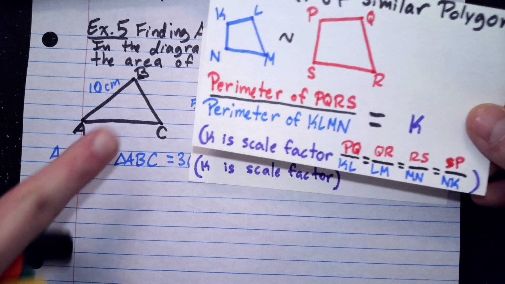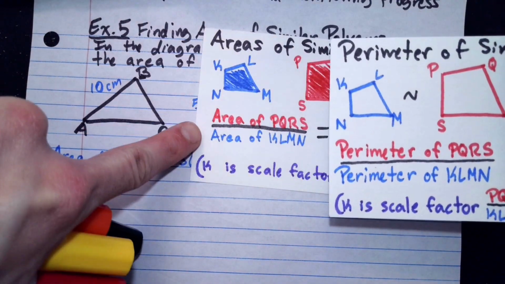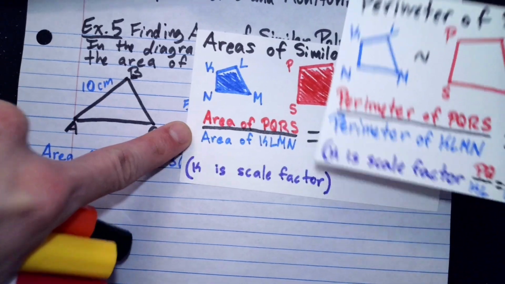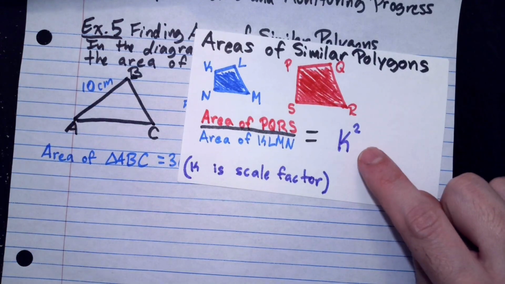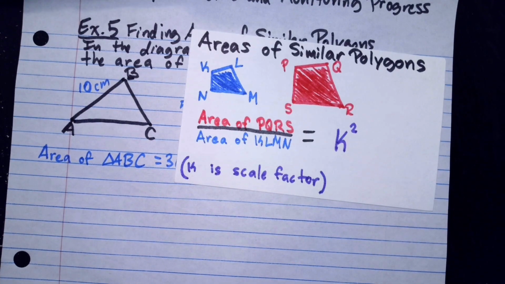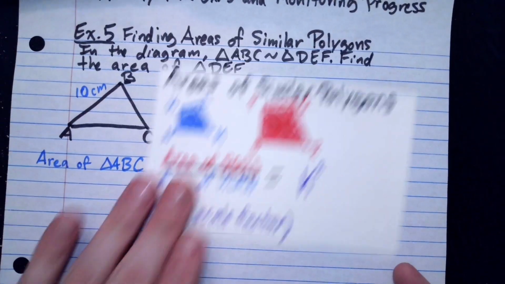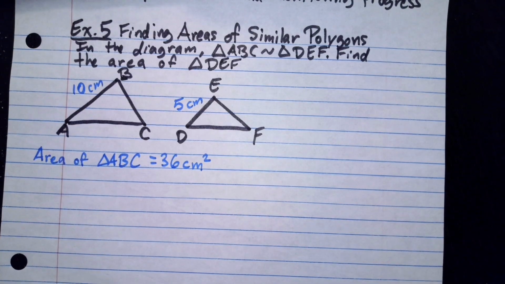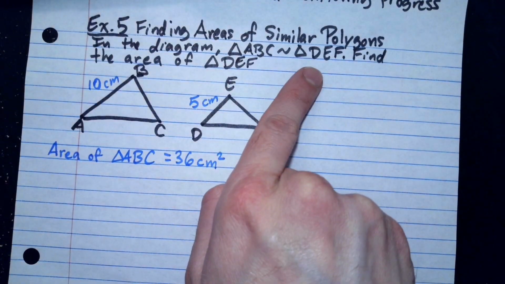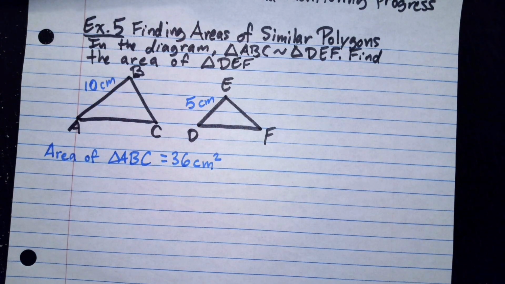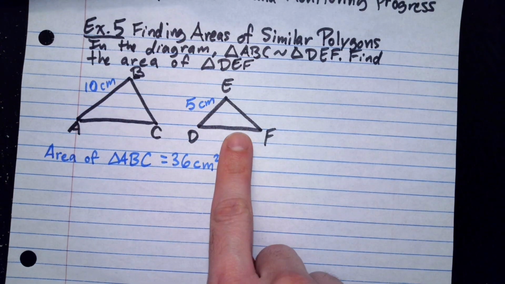the only thing that changes is that now, because we're looking at the area of the polygons, instead of just looking at my scale factor k, we are looking at my scale factor k squared. Alright, so let's see what that looks like in this problem. We have in this diagram, triangle ABC is similar to DEF. Find the area of DEF.